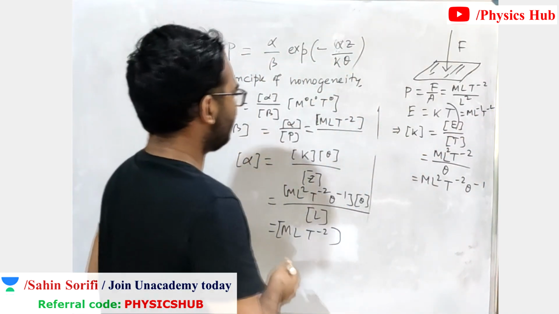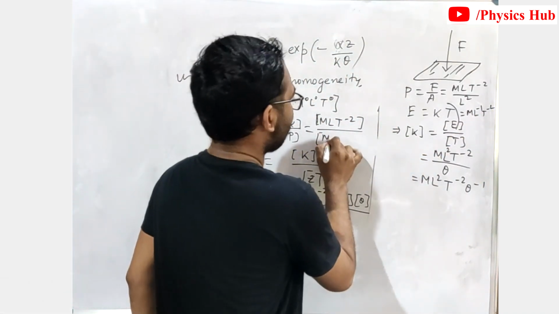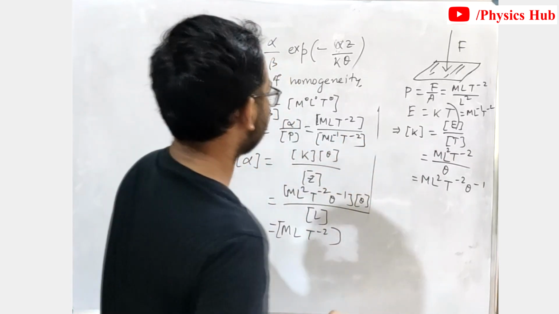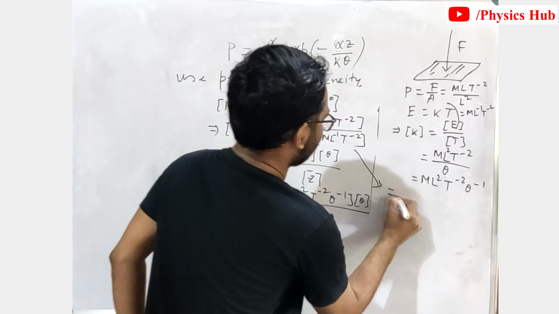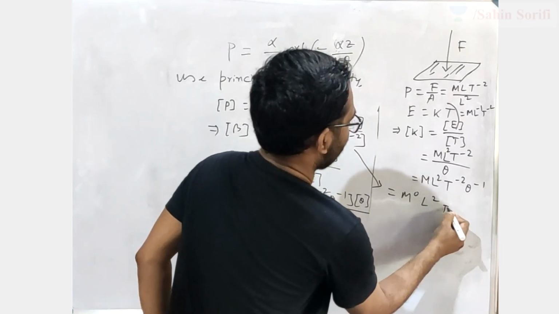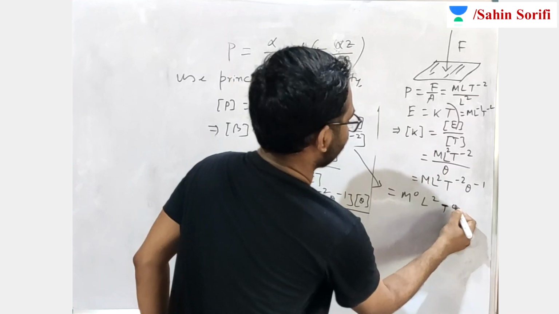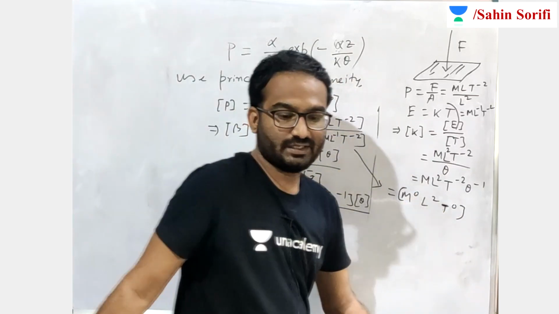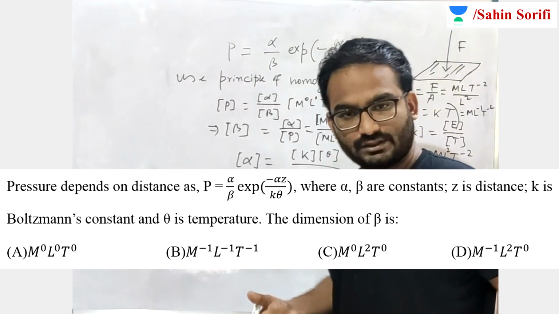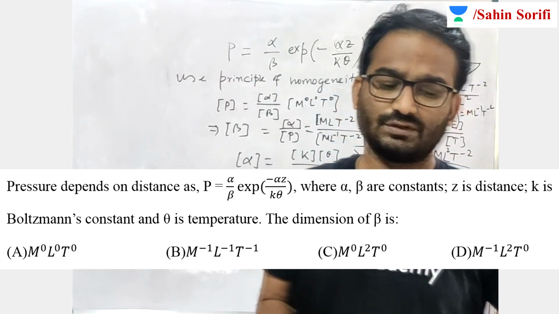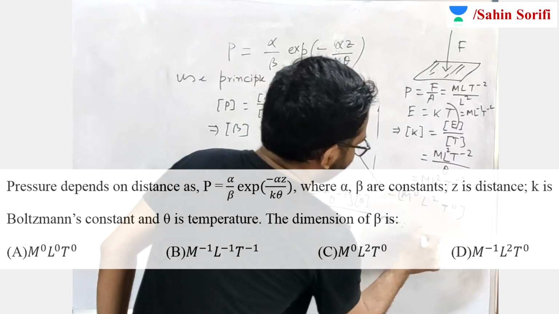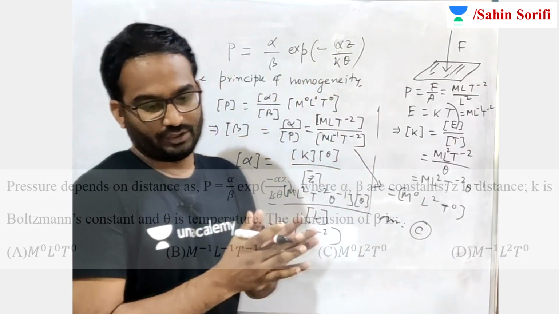So we will just put that value, M L inverse T to the power minus 2. And what does it produce? It is producing M to the power 0, L square, T to the power 0. And you see this is matching with option C. So option C is the correct answer. The dimension of beta is M to the power 0, L square, T to the power 0. So option C is your correct option.